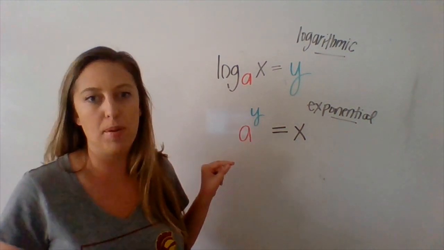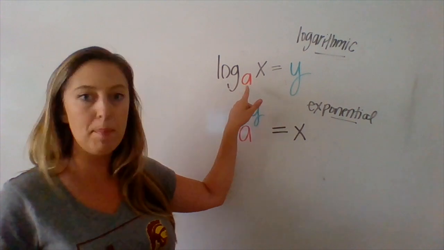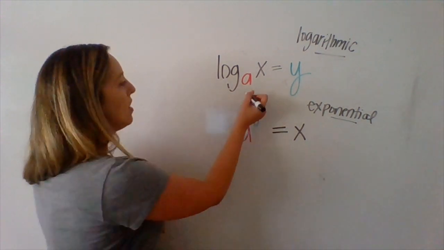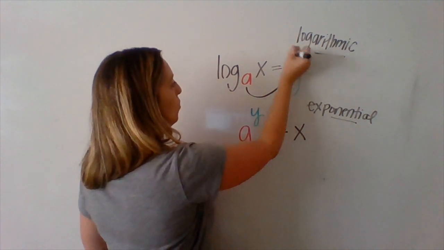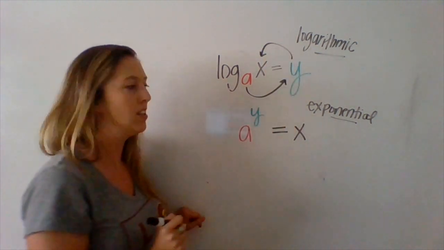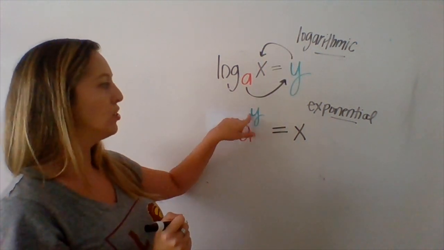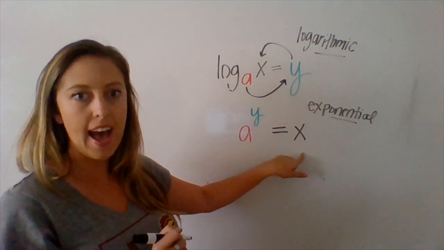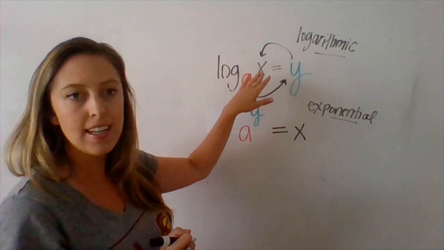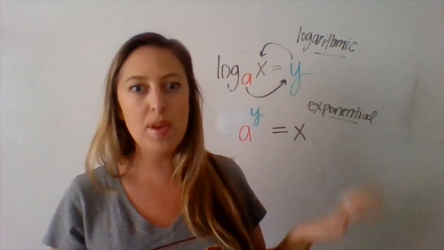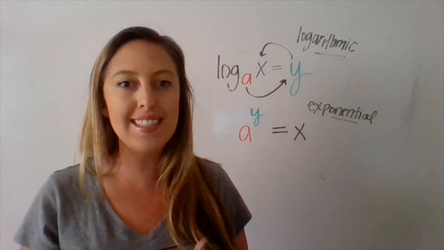This little trick is called the wraparound. So when we do this, we start with the base always. And what this statement is saying is A to what power will give me x? Or A to the y equals x. Okay? This A and this y and this x, they can all take turns being variables or numbers. It does not really matter.